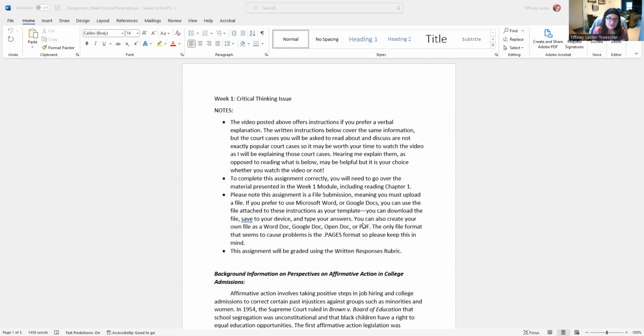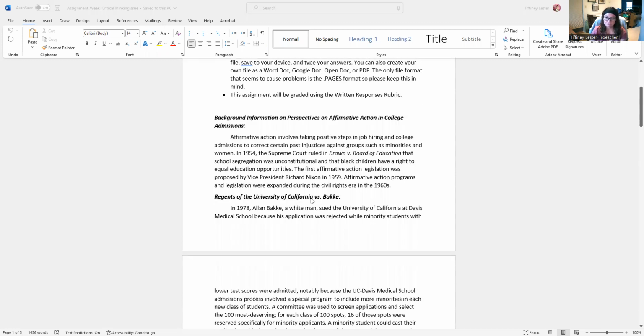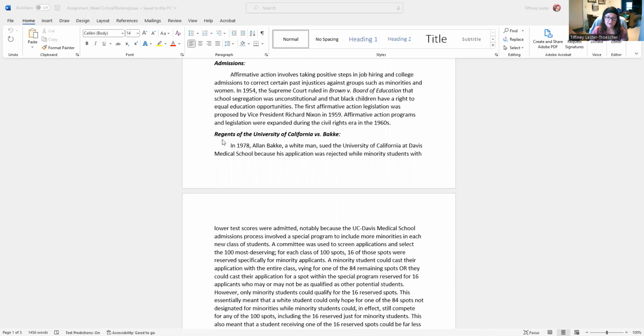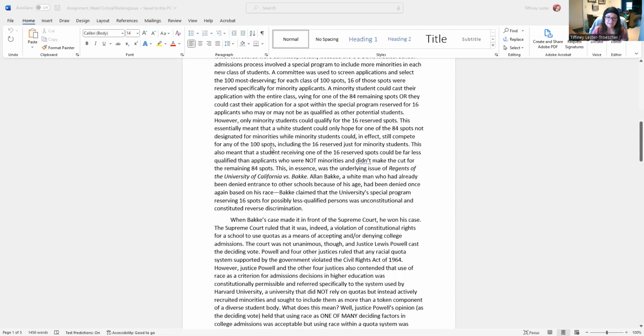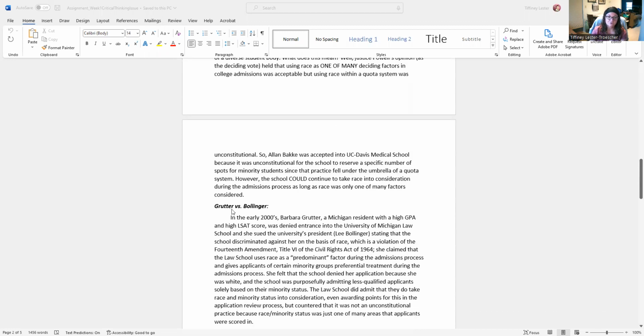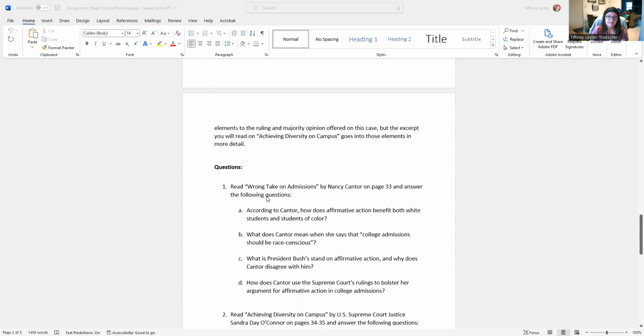So you'll want to go through chapter 1, and then when you get to the end of the chapter, you'll see a little bit about the Alan Bakke case and the Grutter versus Bollinger case. And then, here in our questions, it says, read "Wrong Take on Admissions" by Nancy Tanner on page 33.